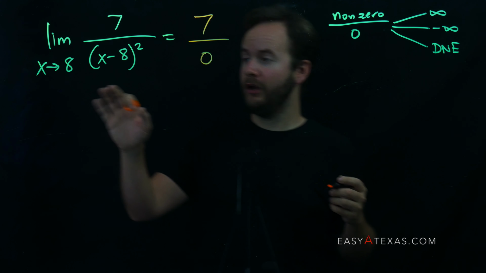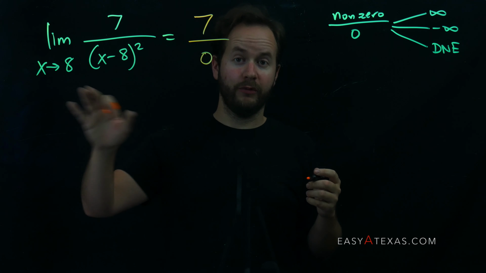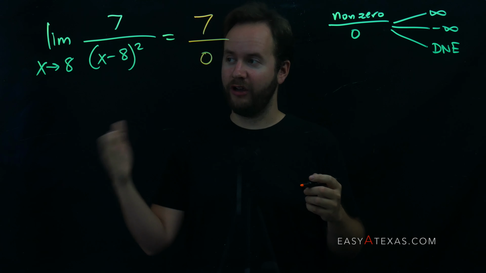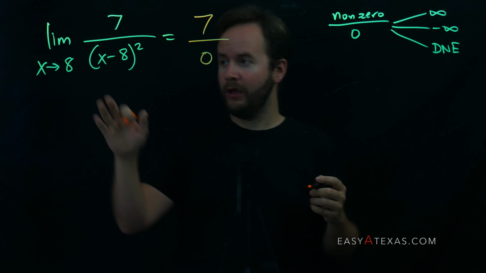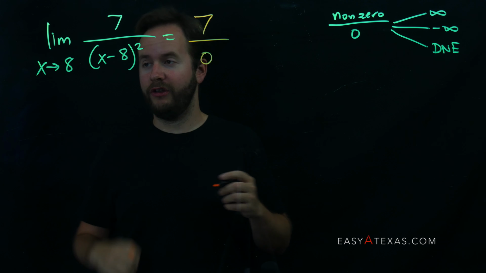So let's pick our favorite number. Notice that this is a two-sided limit, so we have to check both the left and right side. We have to check for the right side of 8 and the left side of 8. We're going to pick our favorite number slightly larger than 8, like 8.1.